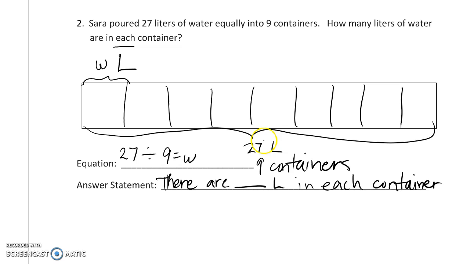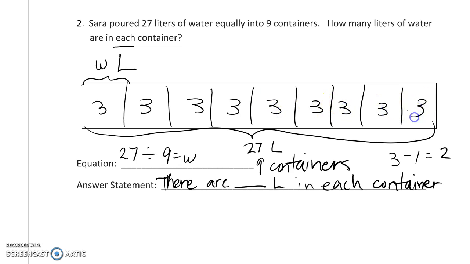Or, let's use what we learned in our last lesson. The tens digit is something minus 1 equals 2. So that should be 3. So let's see if that works. 3, 6, 9, 12, 15, 18, 21, 24, 27. Yes. So W equals 3. There are 3 liters in each container. That was a lot faster than doing the fair share method. But if the fair share method makes more sense to you, that's what you should definitely use.